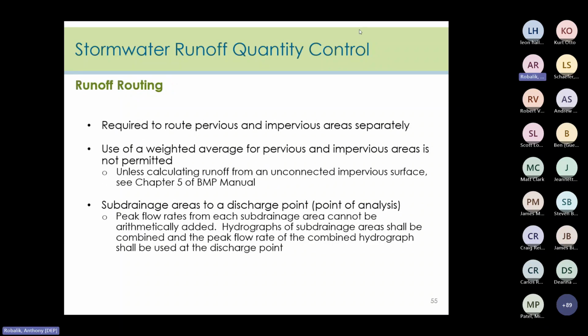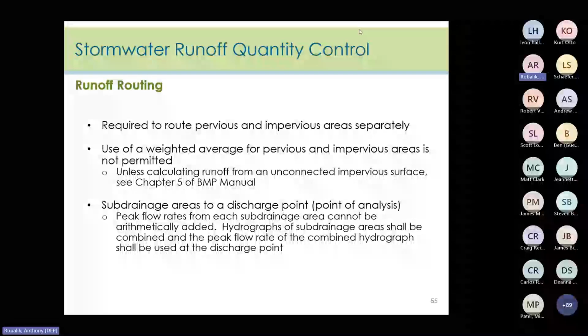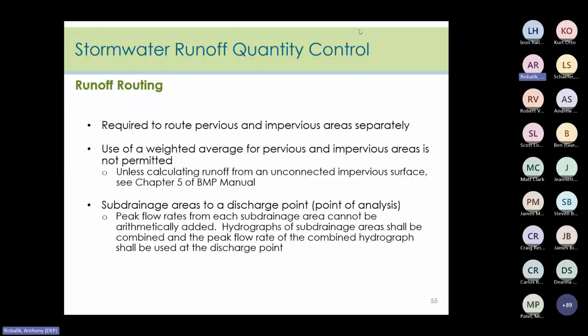So moving on to runoff routing. As you know, runoff from pervious and impervious areas is required to be routed separately. Routing programs may require unchecking a box to separately calculate runoff from pervious and impervious areas if it's within the same subcatchment. It's the reviewer's job to make sure that this has occurred and that the areas are routed separately. This can be verified by confirming that the printouts provided do not show a composite curve number. And the reviewer must also make sure that a weighted average of pervious and impervious areas was not used.